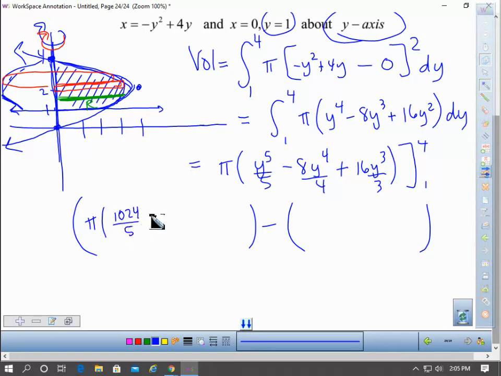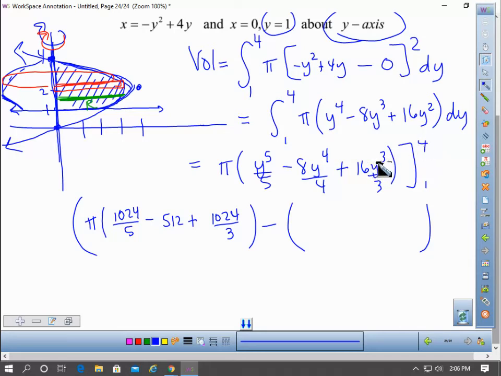1024 over 5 minus, notice this is 2. And then if I put a 4 in here, 4 to the 4th is 256. And then I'm timesing that by 2. So minus 512, because that was just 2. And then plus, 4 to the third is 64, and 64 times 16 is 1024, and then that's divided by 3. Okay, so that's putting a 4 in there.